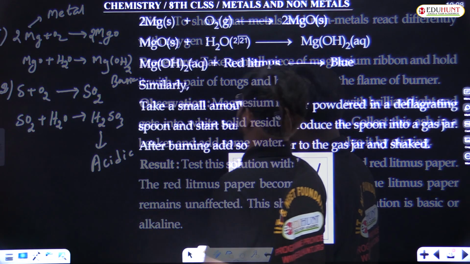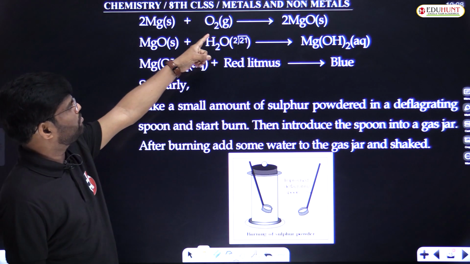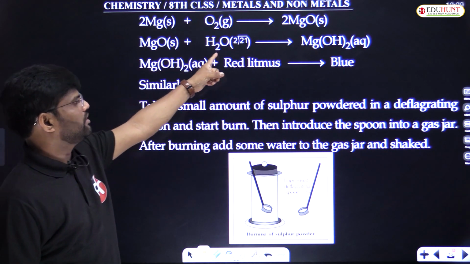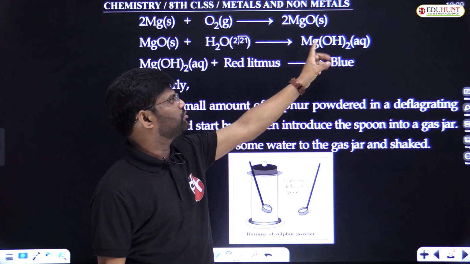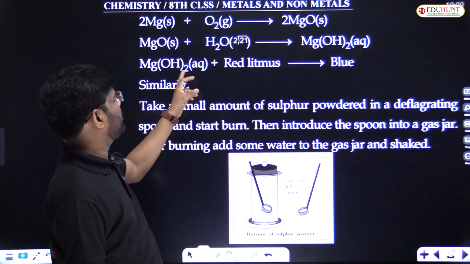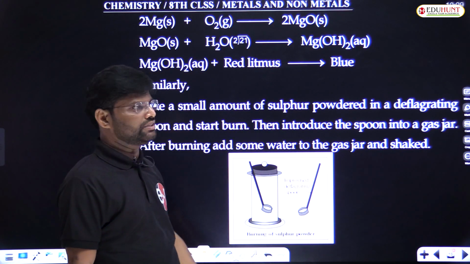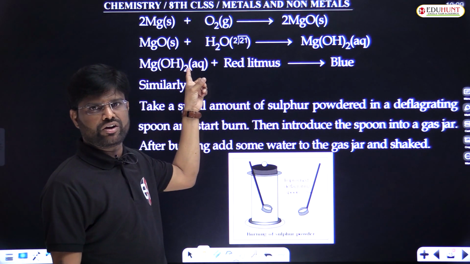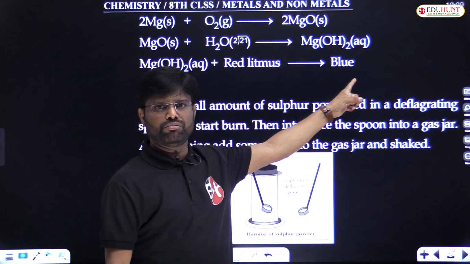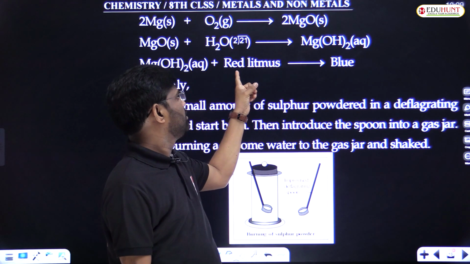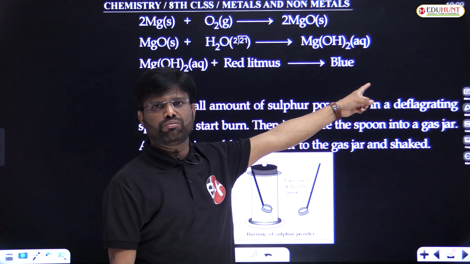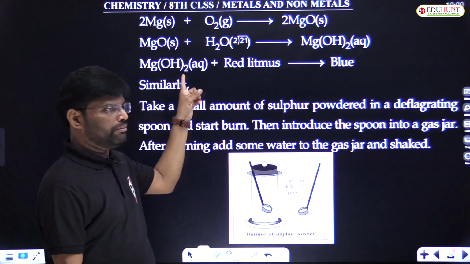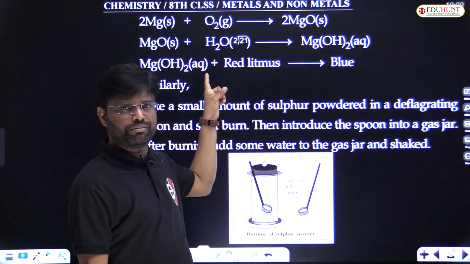Okay, these are the equations. Magnesium reacts with oxygen and forms magnesium oxide. The formed magnesium oxide reacts with water and forms magnesium hydroxide. Magnesium hydroxide is basic in nature. That's why red litmus paper dipped into the magnesium hydroxide solution turns blue. That means red litmus turns blue in the presence of a basic medium, because metal hydroxides are basic in nature.